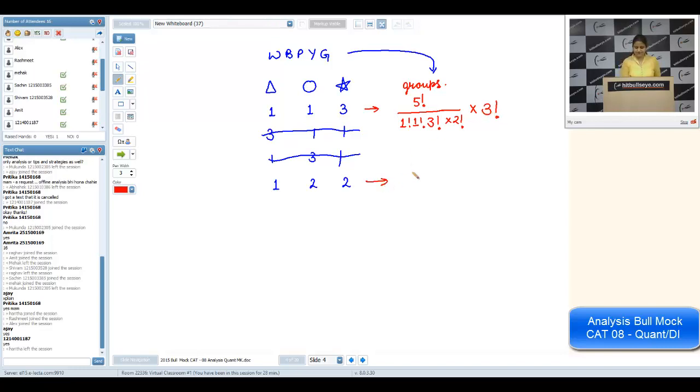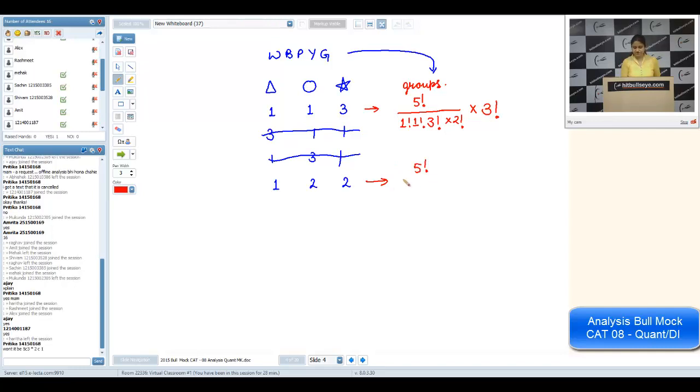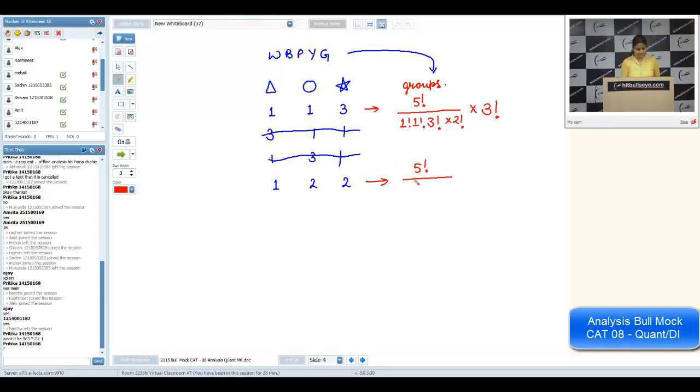Now come to the second case. It will be 5 factorial. Yes, Pratika, I'm coming to that. Very common problem you have asked. So if you calculate this, you will get 150 as the answer. So this is the answer in this case. Now let me come to Pritika's doubt.